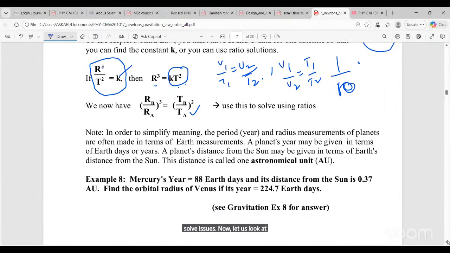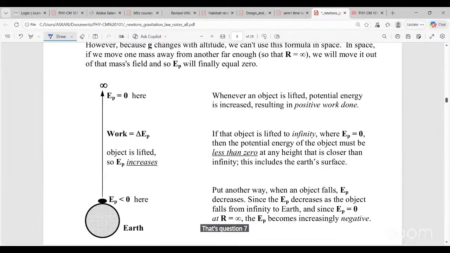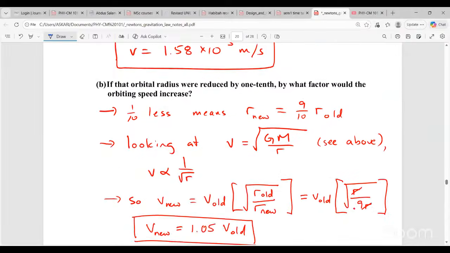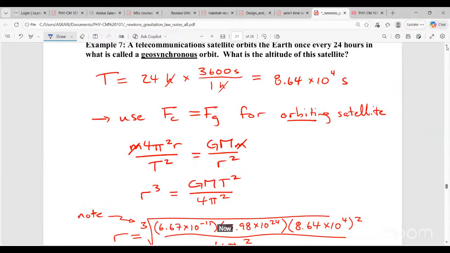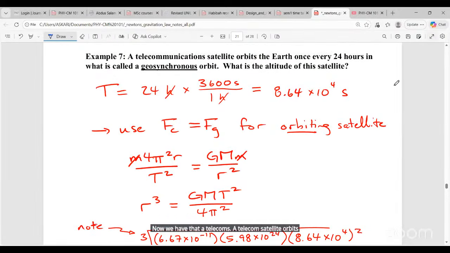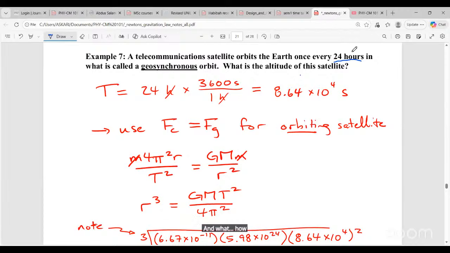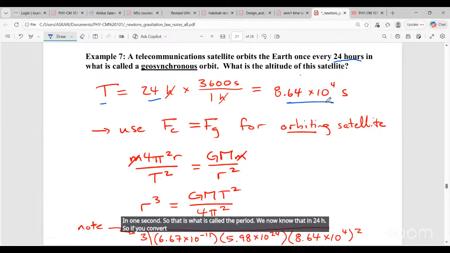Now let us look at one of the problems under this, question 7, before we move on to the next discourse. A telecom satellite orbits the Earth once every 24 hours, and that is what we refer to as a geosynchronous orbit. What is the altitude of this satellite? If it orbits around, that means we have the period. How do we define period? That is the time for one cycle. So in 24 hours, if you convert that to seconds, you have this.